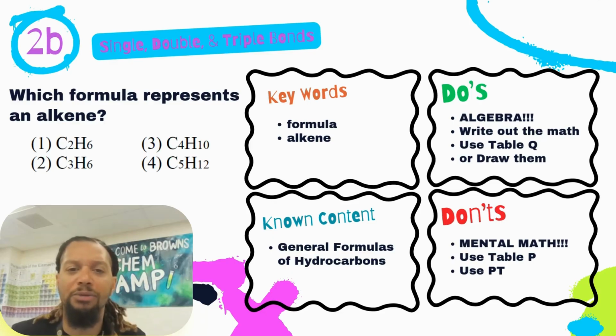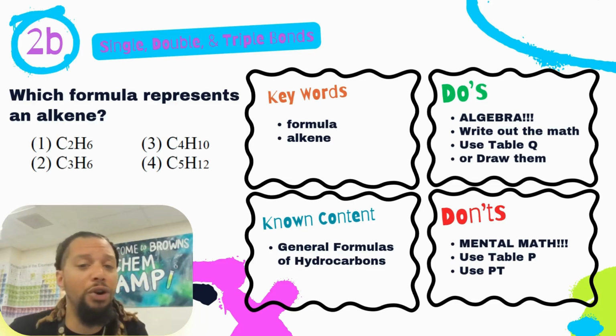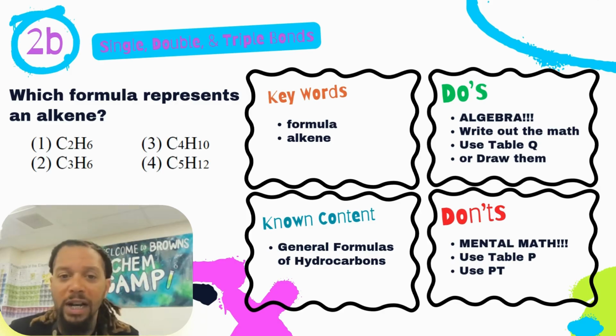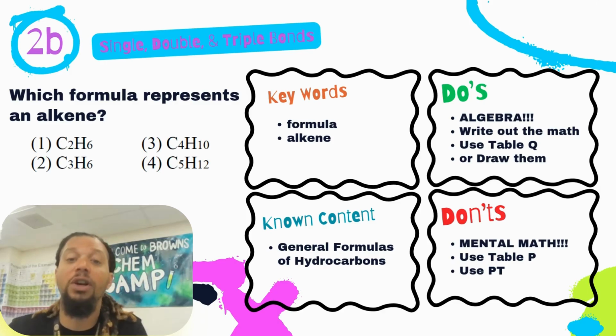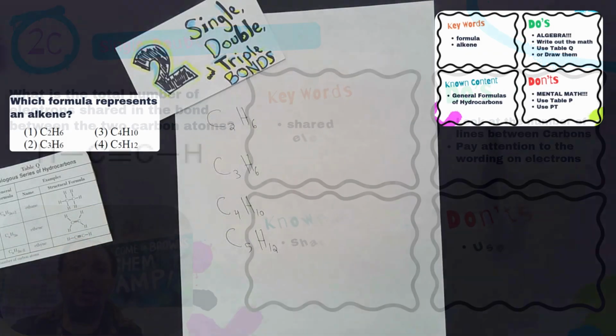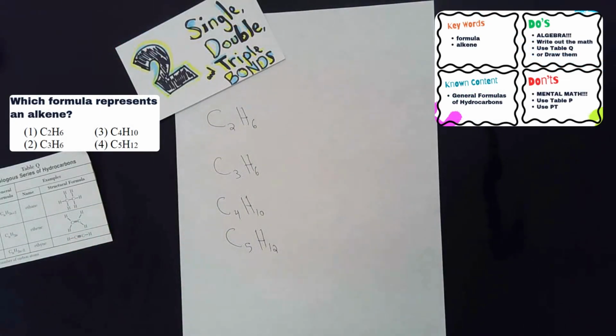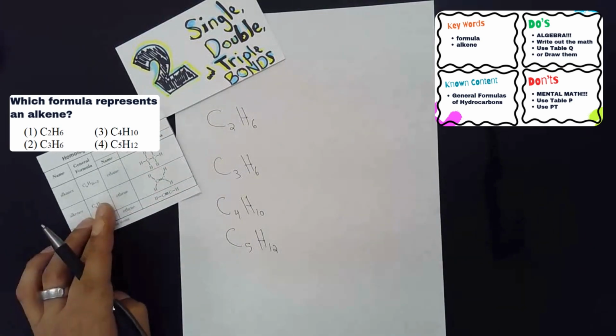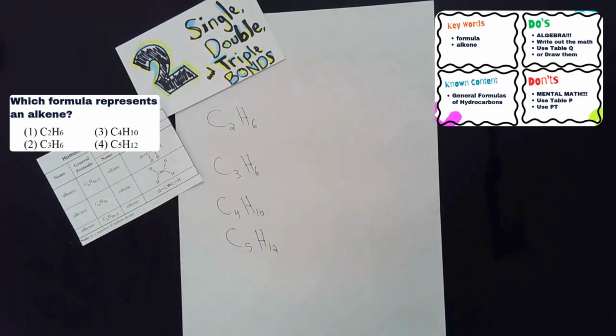So we've got a couple different options here, but the algebra is the straightforward, right-away option that we're going to do. We're not going to do mental math. We're going to write it out. We're not going to use table P. It's not helpful here. We're not going to use the periodic table. Okay, in this question, we need to do some algebra, and we're going to have to use table Q in order to figure out which of these formulas represents an alkene.